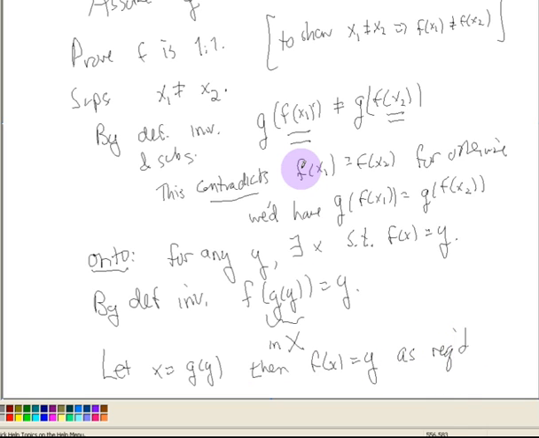Okay, so that's a rough idea, the way you think this out. Let's go to the write-up so we see how it's written more formally.